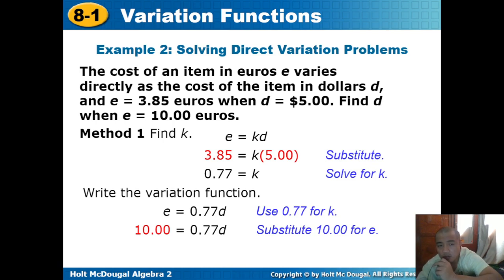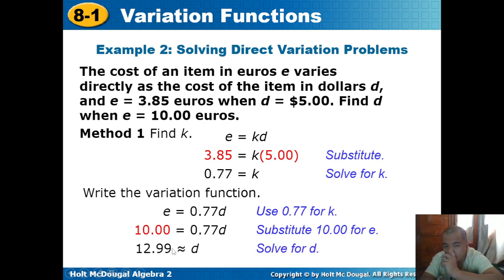Now find D when E equals 10 euros. So substitute E from this equation equals 0.77D. Substitute E by 10 euros. So for D, then 10 divided by 0.77 is equal to 12.99. Yeah.